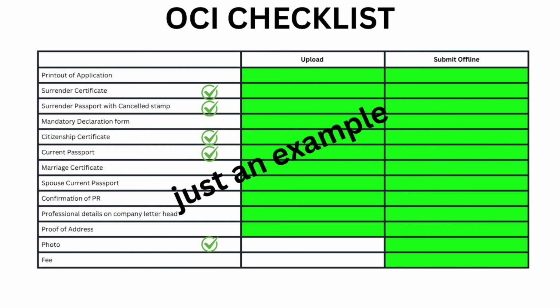Mandatory declaration form. This is a must. You will upload that. Then comes marriage certificate if you are married, spouse current passport, that will also go. In case spouse has an OCI card, copy of OCI card will go. Your confirmation of PR, that will get uploaded, and professional detail on a company letterhead, that will go. I have talked about various scenarios on how you can make sure that this document is available. Then proof of address, that will go. Photo already uploaded, and fee part I will talk about a little later.